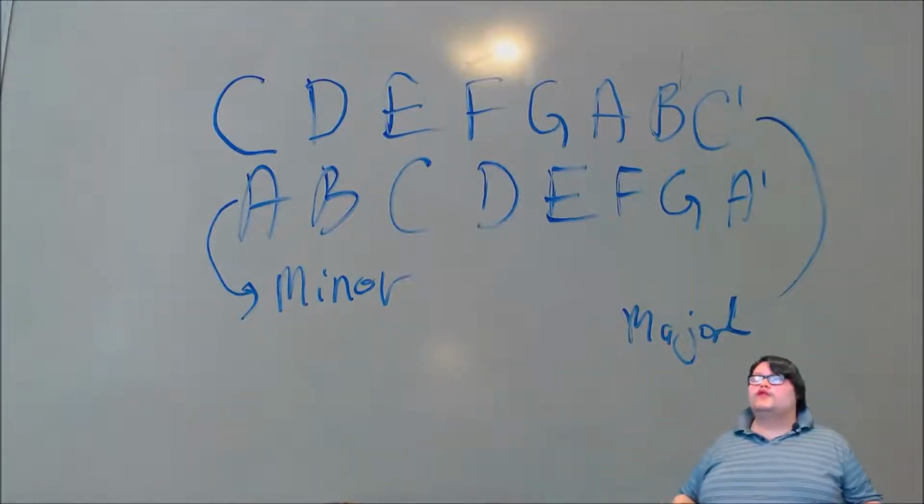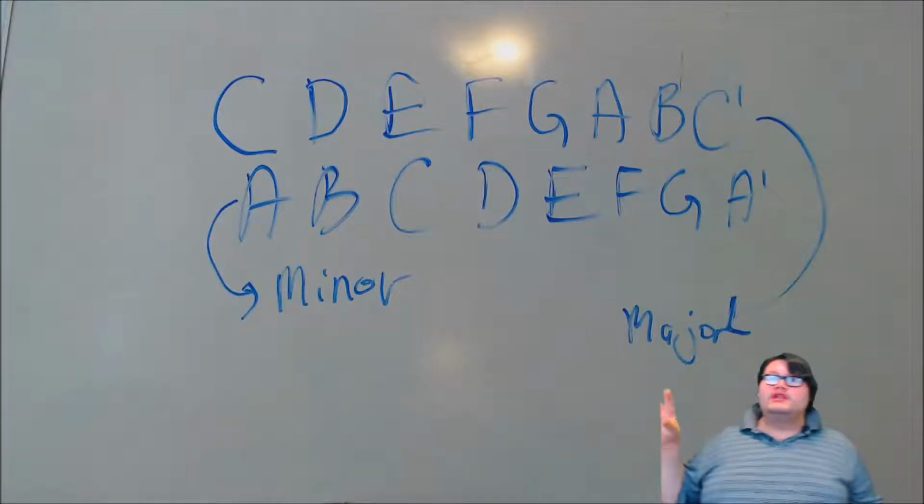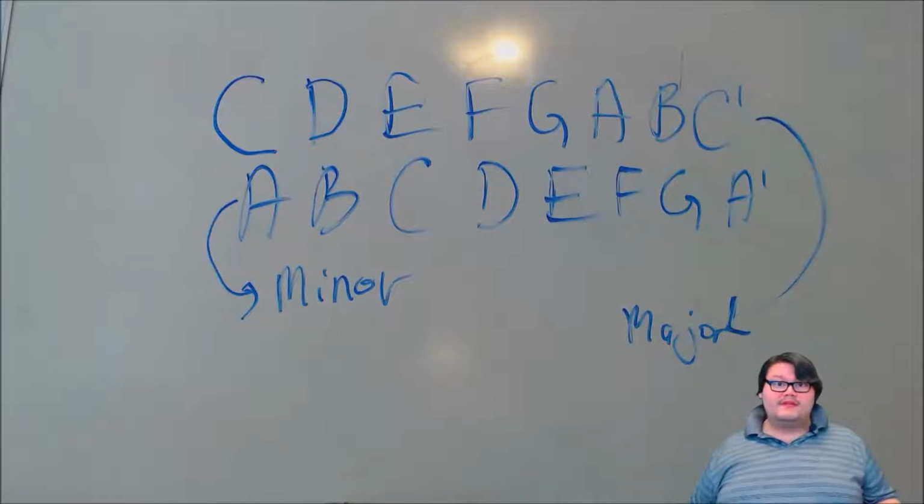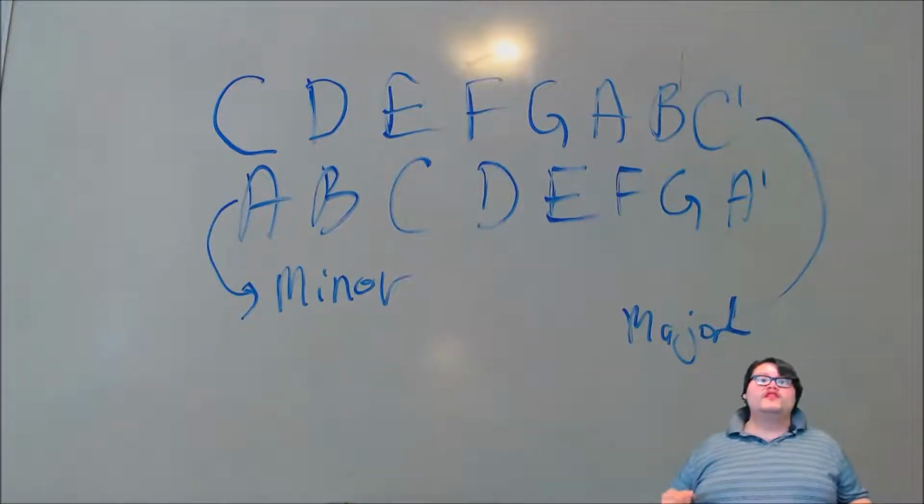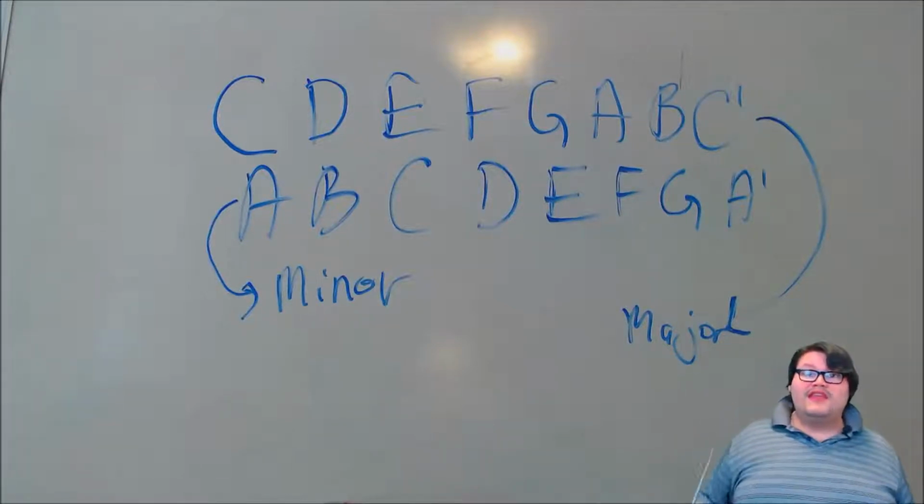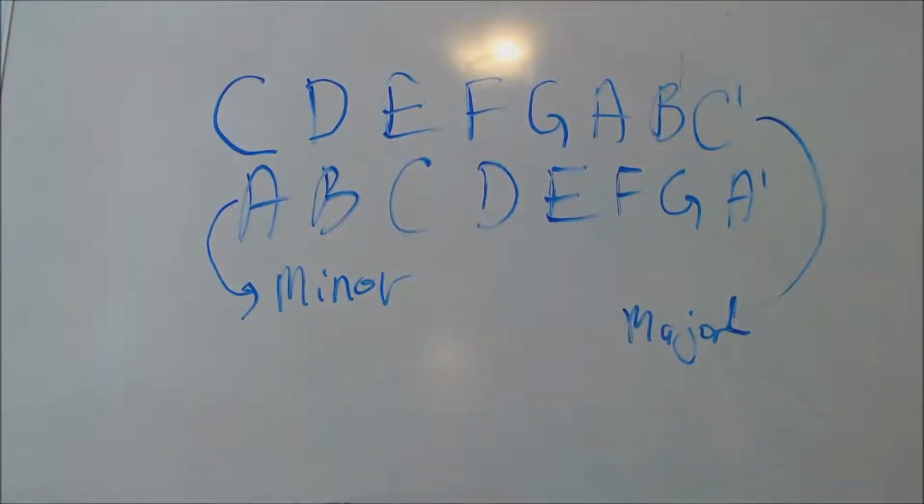Now when it comes to making it the minor, we do not change the lettering that is used. We just changed the starting point. Keep that in mind. We didn't change the letters, the starting point changed. So when we did this, we went from C being our starting point to A being our starting point. And then we followed.